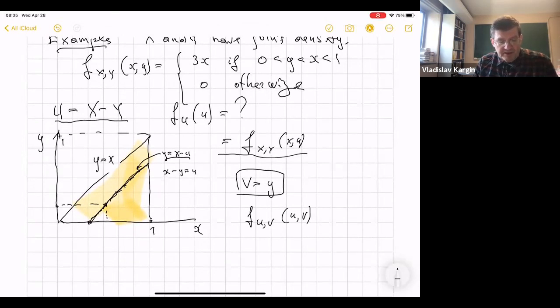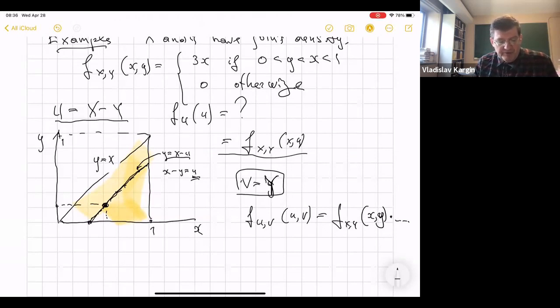Because in this case, you will be able to write that this is equal to f of x, y multiplied by some factor. For specific values of U and V, you can pinpoint the point which corresponds to the specified value of U and the specified value of V, which is equal to y. So in our case, this will be this point.